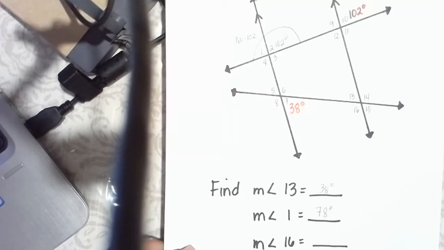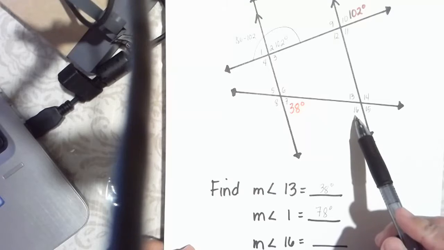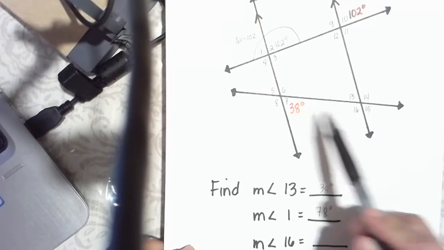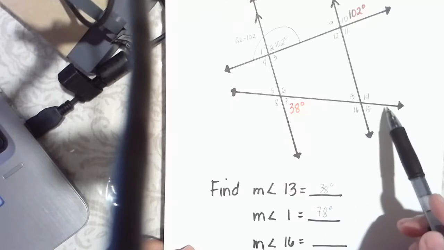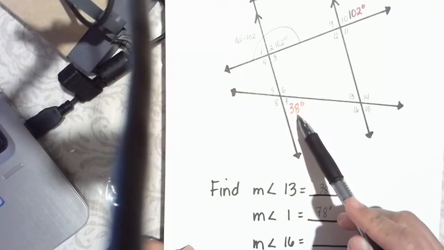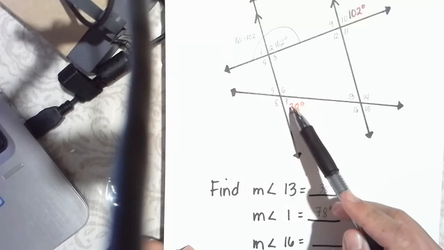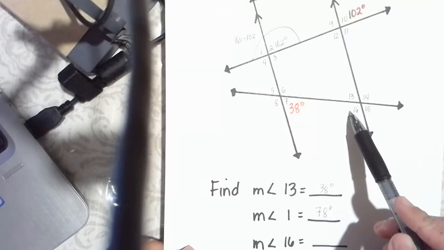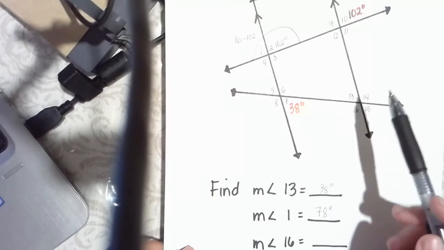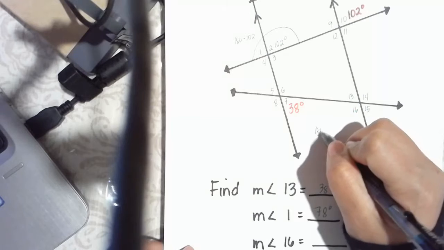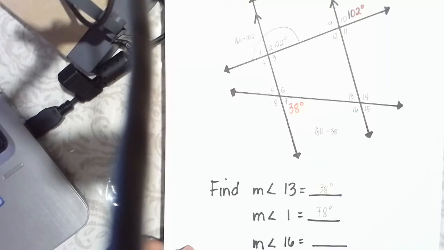Next, it says angle 16. Angle 16 is right here. So therefore, we will use again the first transversal. If this is 38 and that's angle 7, angle 7 and angle 16 are consecutive interior angles. So we need to add them up to 180. Therefore, 180 minus 38 will give you 142. So that's the answer for number 2.